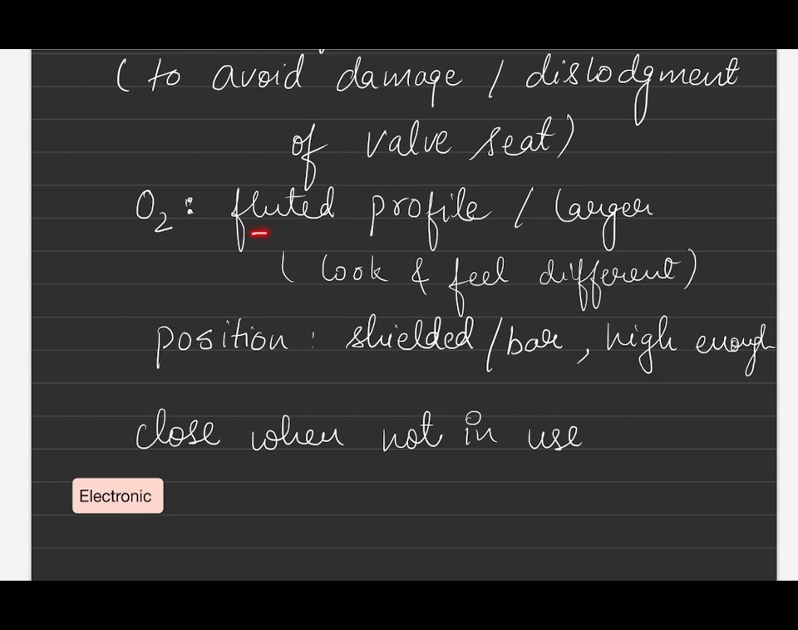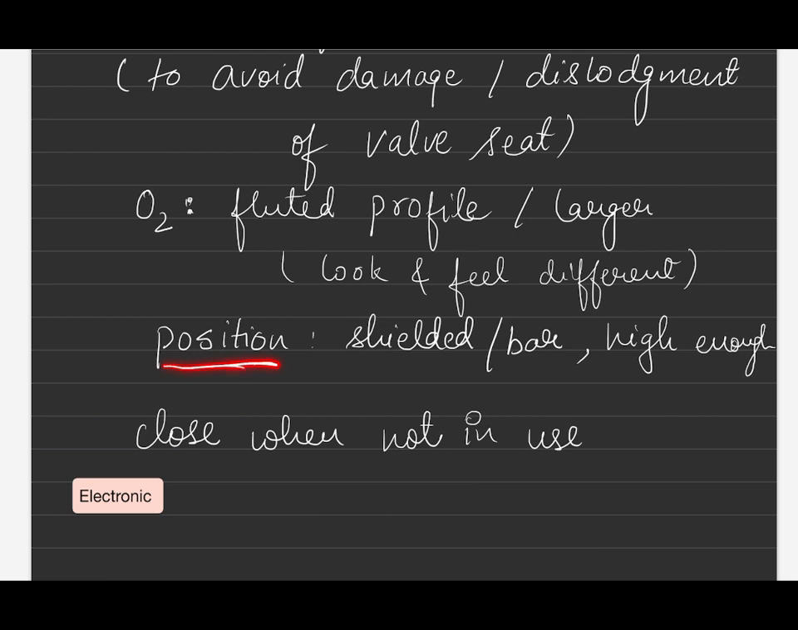So the knob has a fluted profile. Suppose this is a knob, there are serrations. You can see in your OT that there are serrations on the knob of oxygen, and they are larger. They look different and feel different. So without turning towards the machine, even with your touch, you can understand that you are turning on oxygen only.